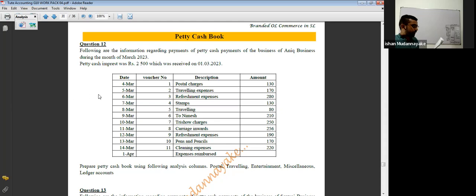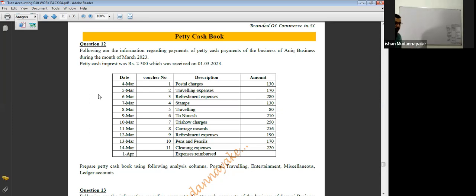Following is the information regarding the petty cash payments of Anik's business during the month of March 2023. Petty cash imprest is how much? 2,500, which was received on 1st March 2023. The petty cashier received 2,500 from the main cashier to pay for petty cash expenses.